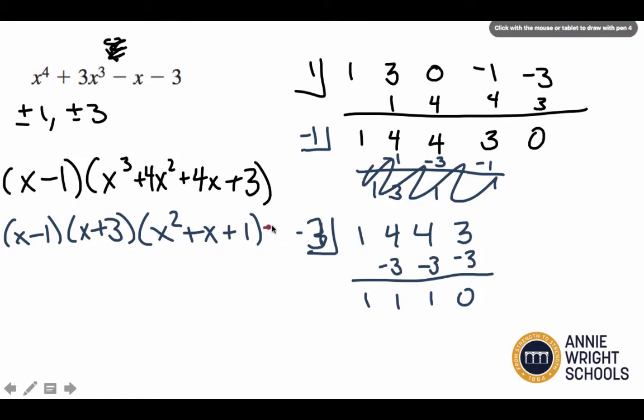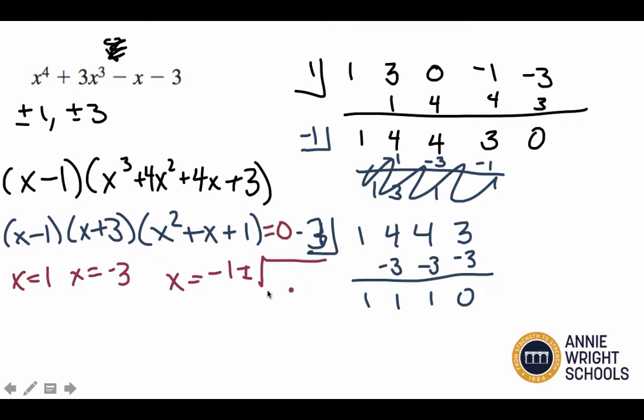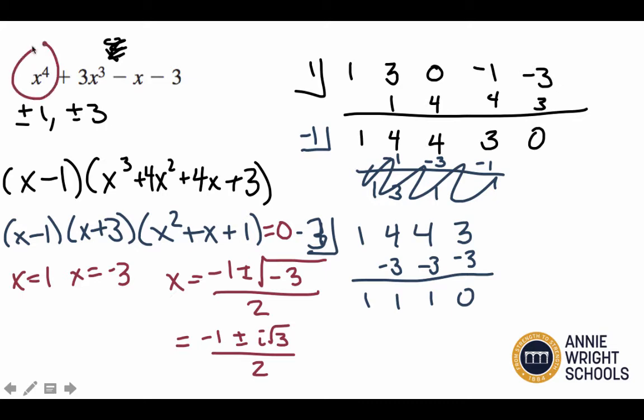If this was an equation that I was trying to solve for 0, I would get x equals 1, x equals negative 3, or x equals the opposite of b plus or minus the square root of b squared minus 4ac. That ends up being 1 minus 4, which is negative 3, all divided by 2. So I get these other zeros are negative 1 plus or minus i root 3 over 2. So look, this fourth degree polynomial, if I had set it equal to 0 to solve, has 4 zeros. 1, 2, and then the 2 complex zeros.